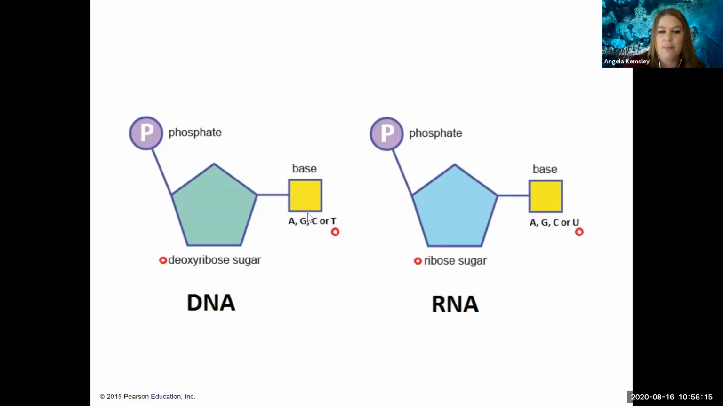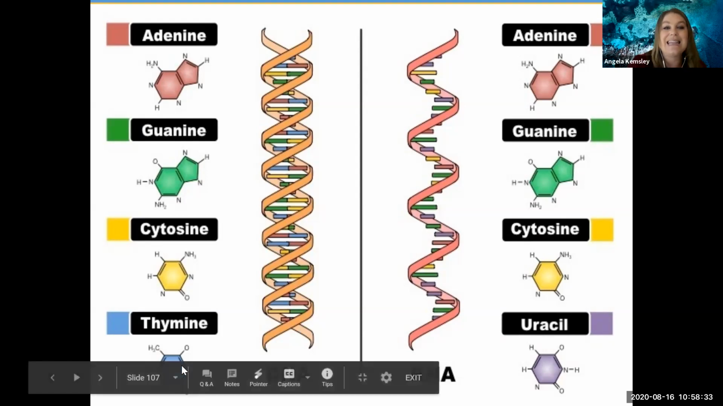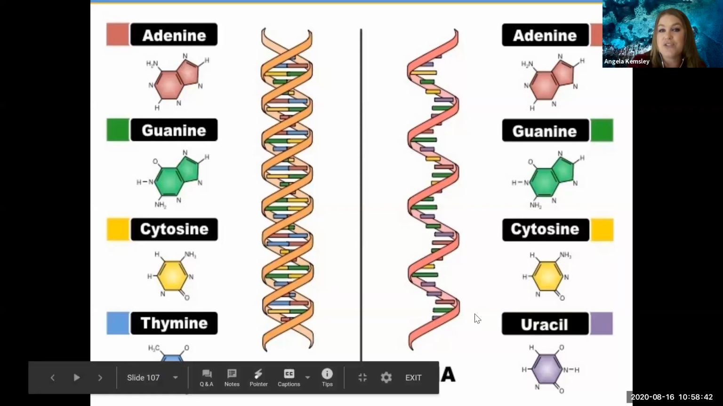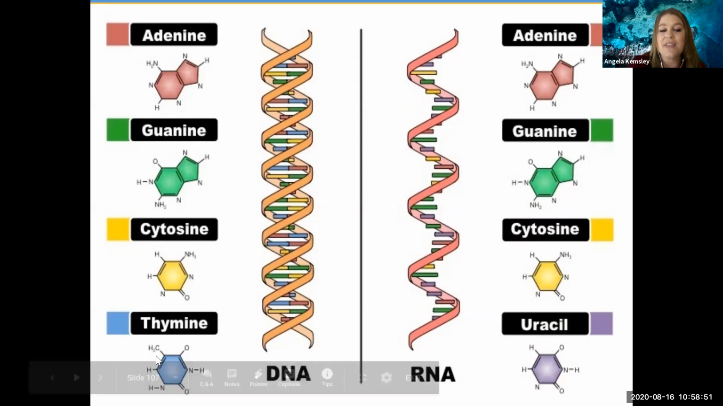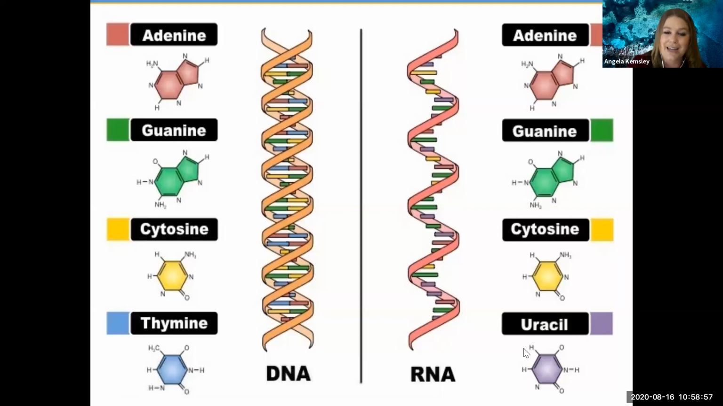We're going to take a look at that coming up here. So there are 4 bases of DNA: adenine, which we shorten to the letter A; guanine, which we shorten to the letter G; cytosine, which we shorten to the letter C; and thymine, which we shorten to the letter T. So those are the bases of DNA. RNA also has 4 bases. It has adenine, guanine, and cytosine, just like DNA does, but in RNA, instead of thymine, we have a base called uracil, and uracil is shortened as the letter U.